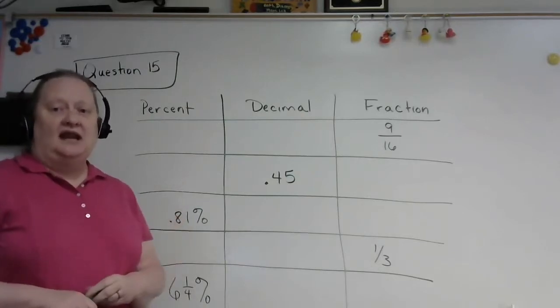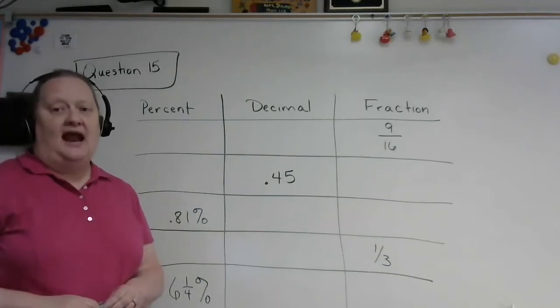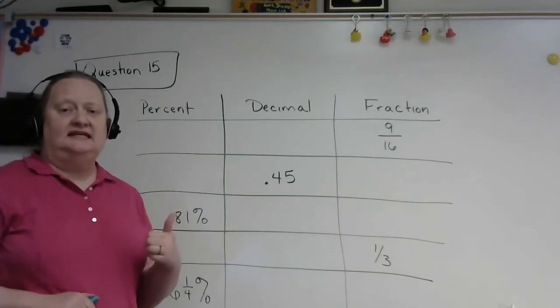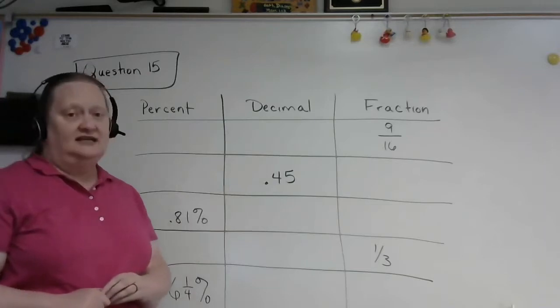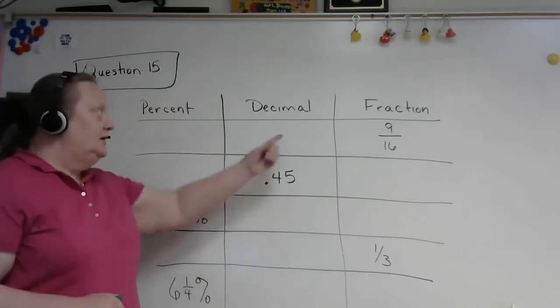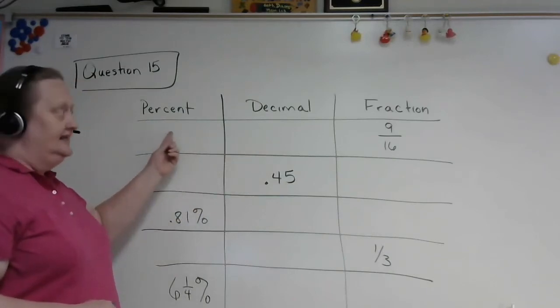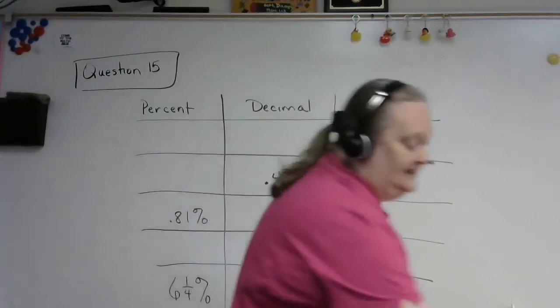In this one, there is a table, and we're going to fill in the missing parts of the table. In each line, you are given one form, and we're asked to write the equivalent forms of percent, decimals, and fractions. In this first line, I am given the fraction 9/16. So I want to find the equivalent decimal and the equivalent percent. So let's start with the fraction 9/16.